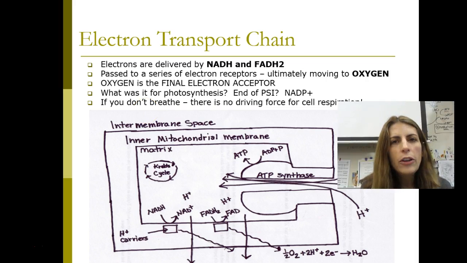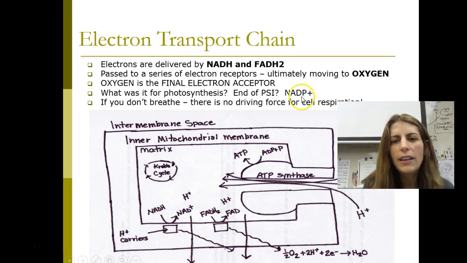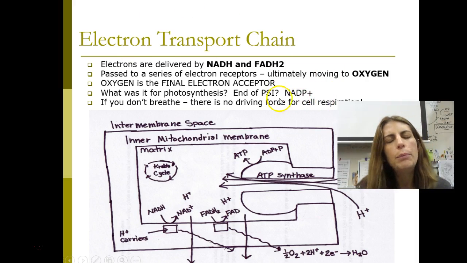What was the final electron acceptor in photosynthesis? I don't know if you remember, but at the end of photosystem 1, after the electron transport chain finalized, it was NADP+. Okay, so a little bit different for plants, or for photosynthesis. In plants, oxygen will also be their final electron acceptor during cellular respiration, but for photosynthesis, it's NADP+.